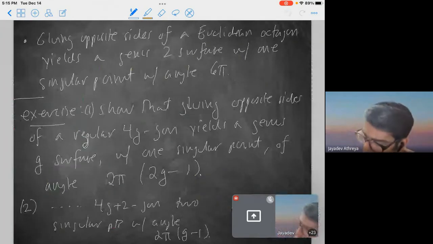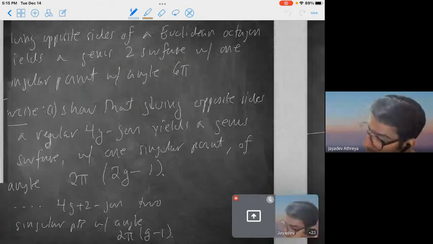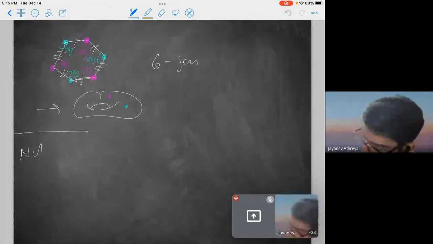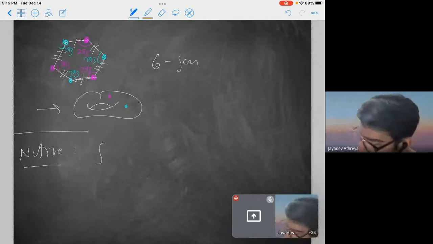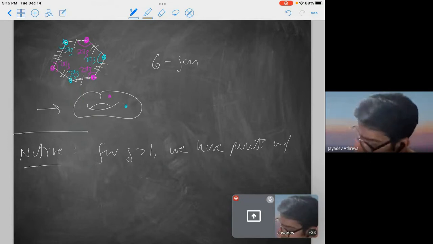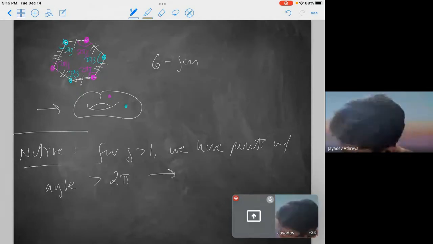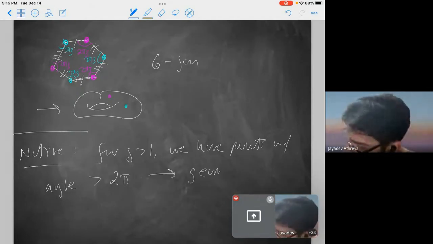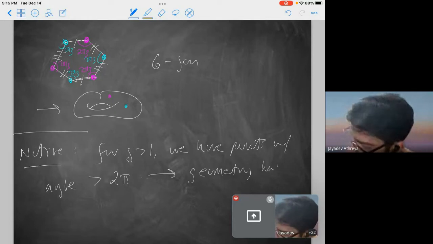But as soon as G is, so notice, for G bigger than 1, we have points with angle bigger than 2 pi. So this is saying that the geometry has gotten a little strange.